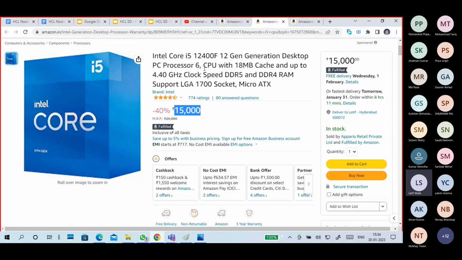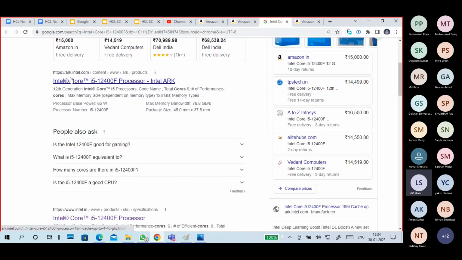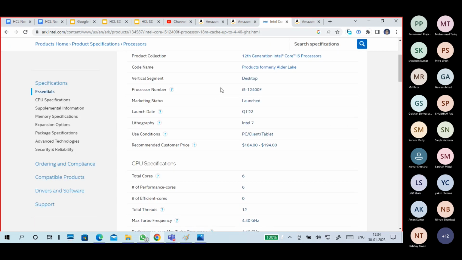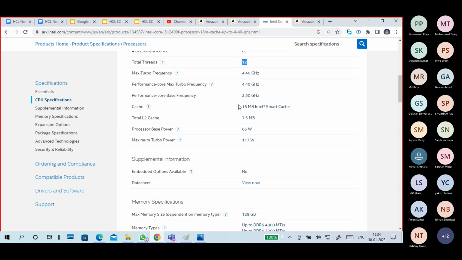So this is the model, right? What I'm trying to do is select this one, search in Google, and go to ark.intel.com. Okay, here it is. This is the processor model, 4.4 gigahertz, 18 MB cache memory. Number of cores is 6, total threads are 12.